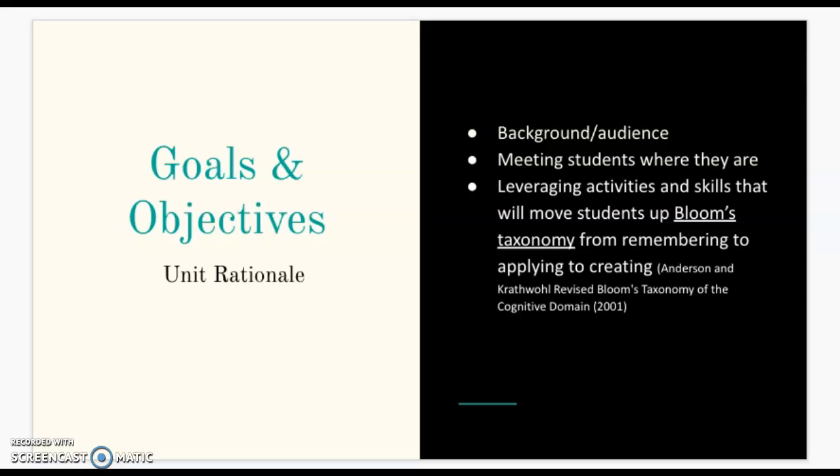The other aspect of setting up your course is that you want to be sure that you're meeting students where they are. And so with that, we want to leverage activities and skills that are going to move students up Bloom's taxonomy from more simplistic cognitive skills to more complex, remembering, all the way up to things such as applying and creating. And we know from Bloom's taxonomy that the goal of an educator using Bloom's taxonomy is to encourage higher order thought in our students by building up from lower level cognitive skills.